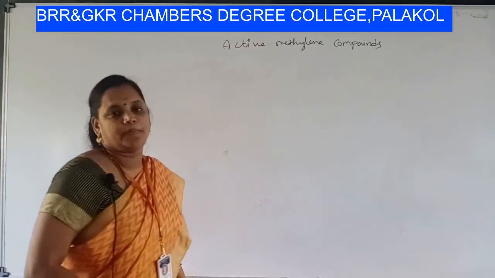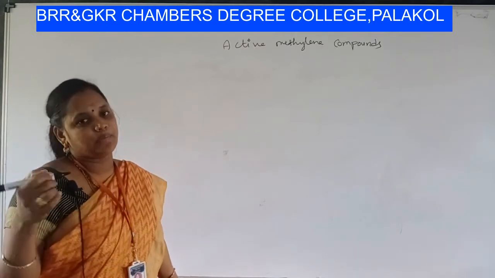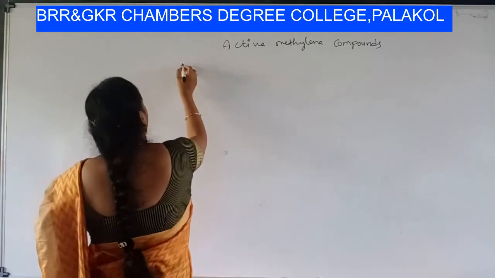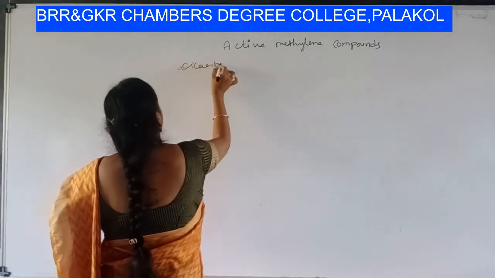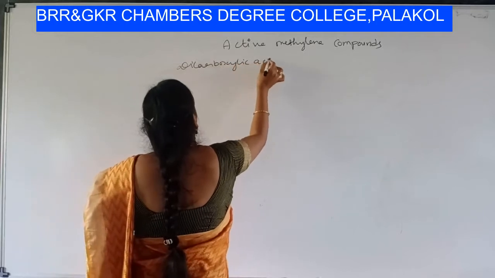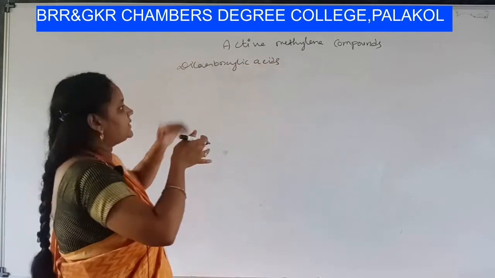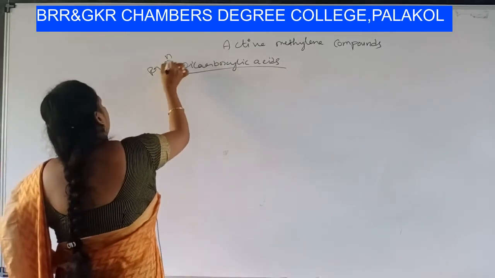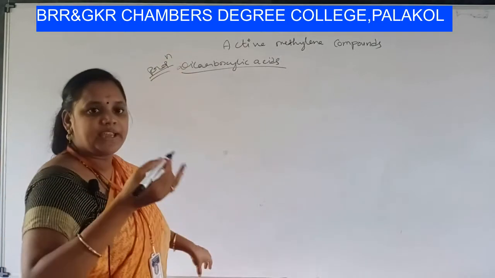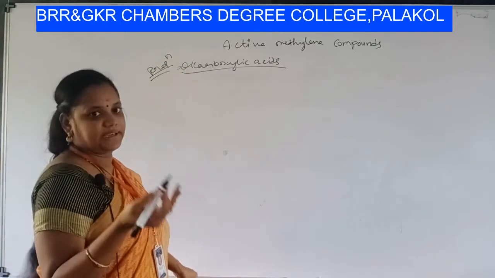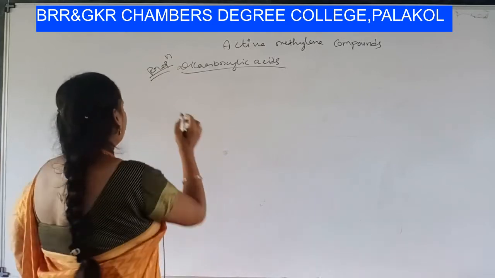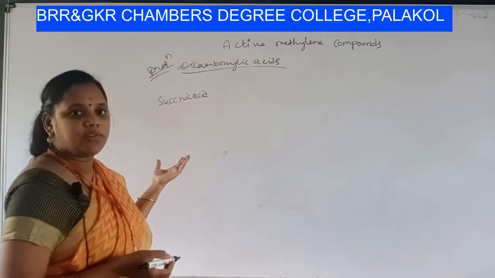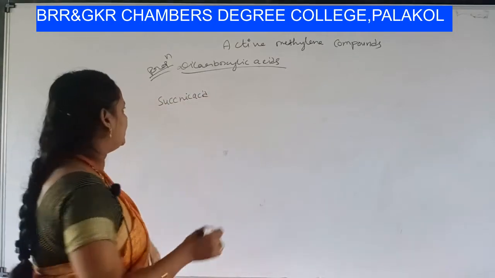Now, next property, let us prepare dicarboxylic acids from ethyl acetoacetate. Give the continuous numbering, students. Dicarboxylic acids. Next, preparations of dicarboxylic acids from acetic ester or ethyl acetoacetate. First, let us prepare succinic acid. Later on, we will prepare adipic acid.